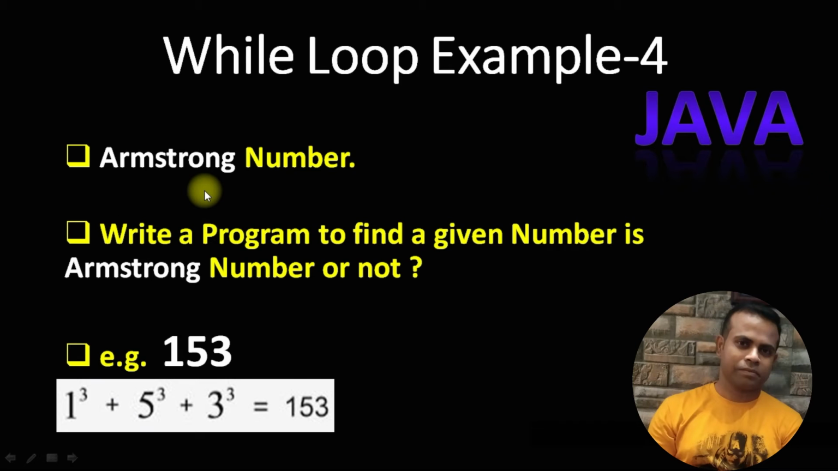An Armstrong number is such a type of number whose sum of the cube of its digits is the same as that number. What does it mean? Let's say 153. If you check the digits of 153, their cube summation is the same as 153.